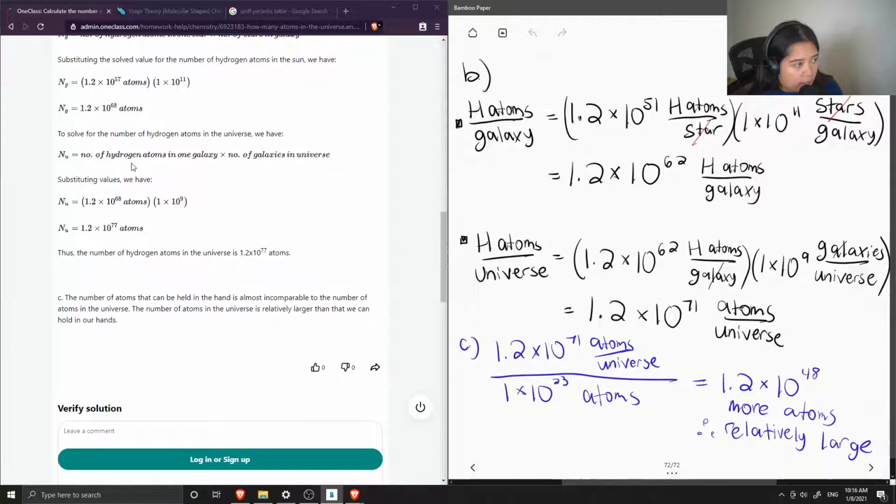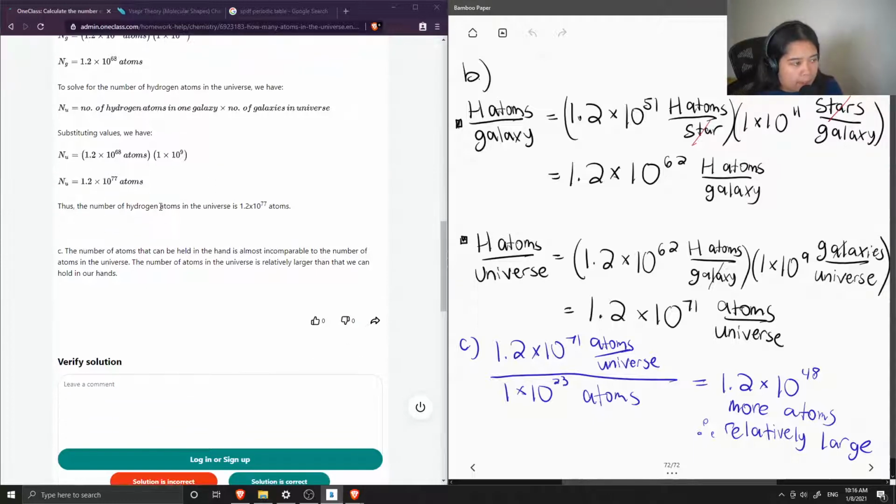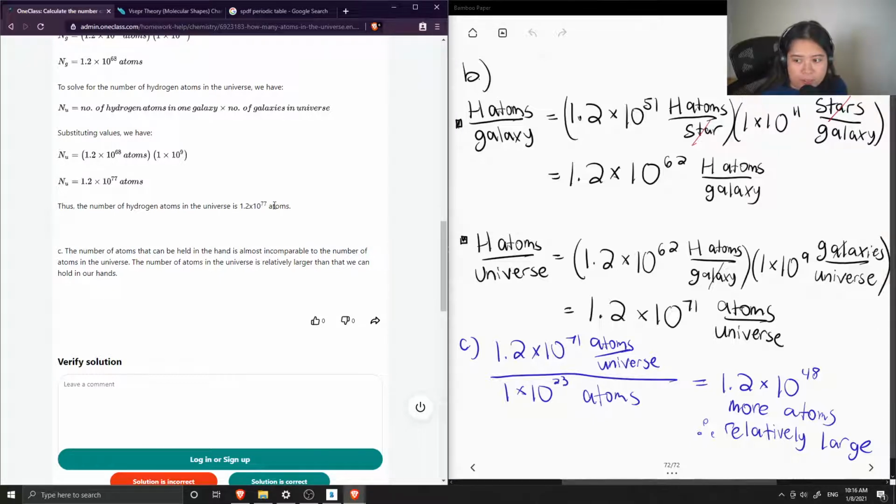And then they solved for the number of atoms in the universe. So then you multiply that value by 1 times 10 to the 9. And they got 1.2 times 10 to the 77. So again, it's pretty close. The only reason why it's a bit off with the exponents is because they inputted the wrong radius at the very beginning.